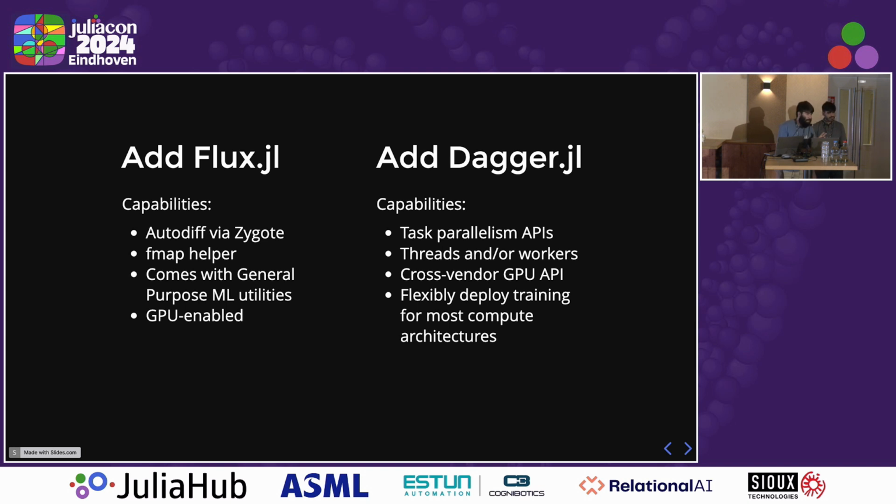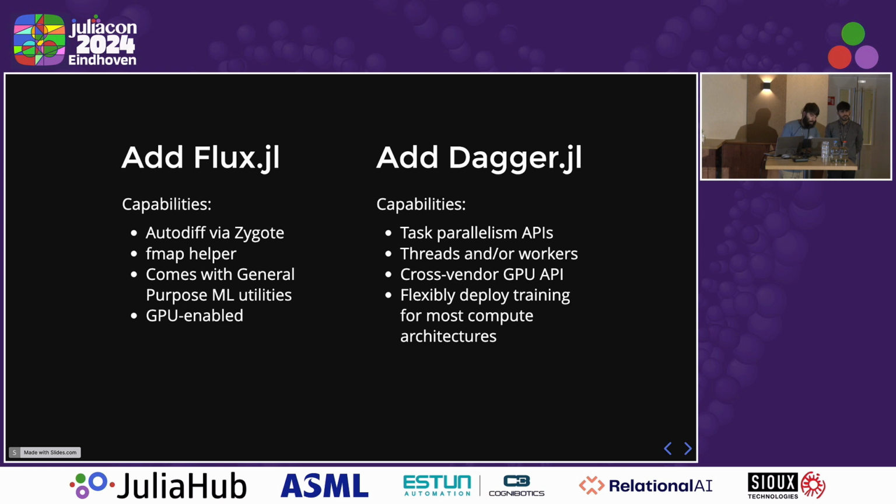To start with, before we look at the various ways that you can actually parallelize large language models or other machine learning AI models, just to point out, we said before that the work we're doing is using Flux.jl and Dagger.jl. Flux.jl has great autodiff support via Zygote.jl, has this fmap helper that we'll see a little bit later for applying functions and operations to all of the gradients in a model. Quite convenient if you've ended up using it.